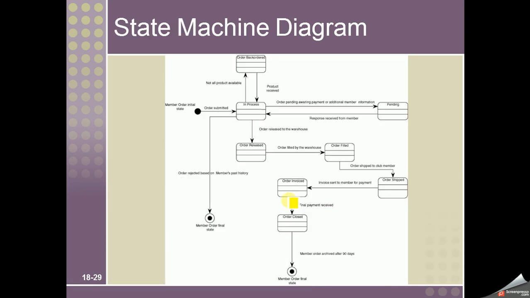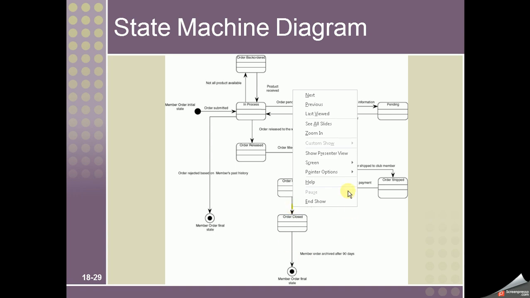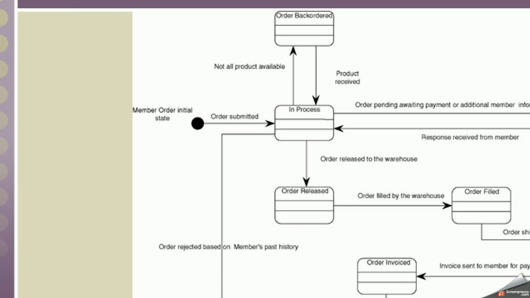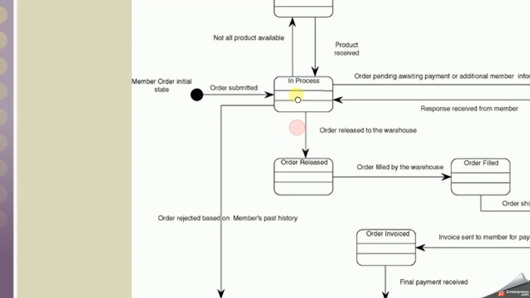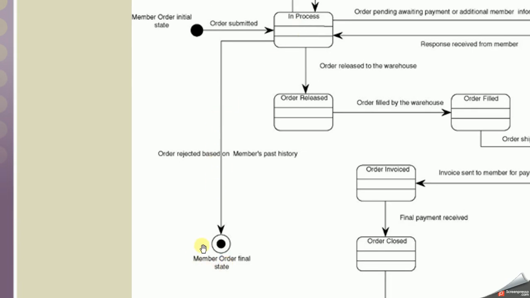From an information system perspective, here is a state machine diagram for the member order. So member order initial state, this is the initial state. When the order is submitted, it becomes in progress. From in progress, the next state is order rejected, then the member order final state. Maybe because of the member's past history, the order is rejected. So now from in progress, it goes to the member order final state. It is the rejected one, right?